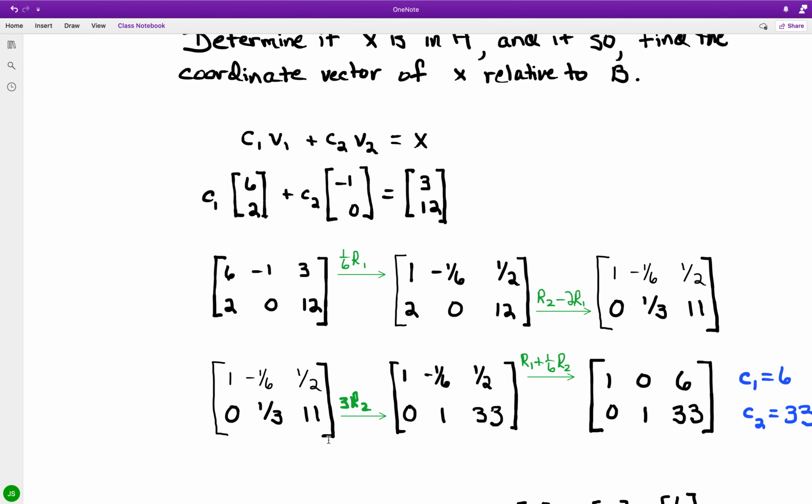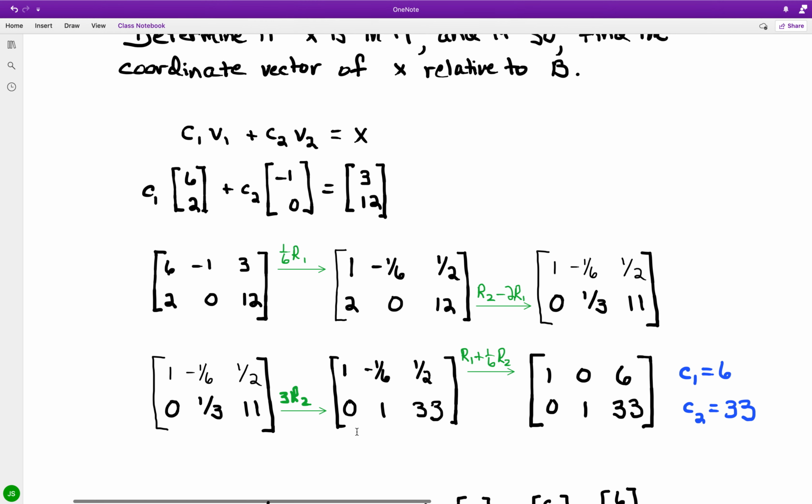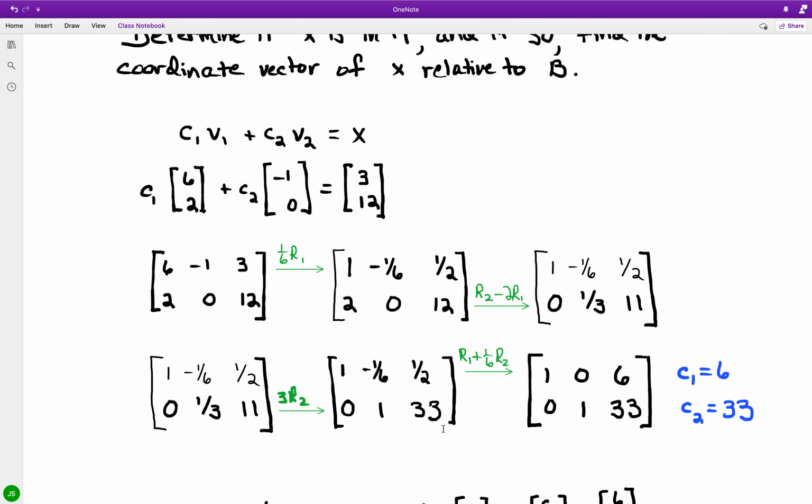Progressing to the reduced echelon form, I want to convert the 1/3 into a 1, so I can just take 3 times the second row. So we have 0, 1, and 33 at the bottom.